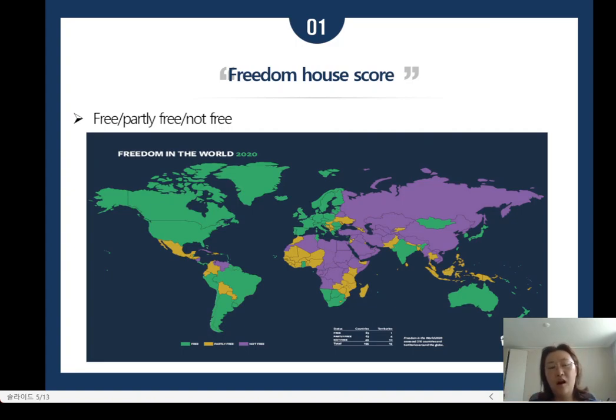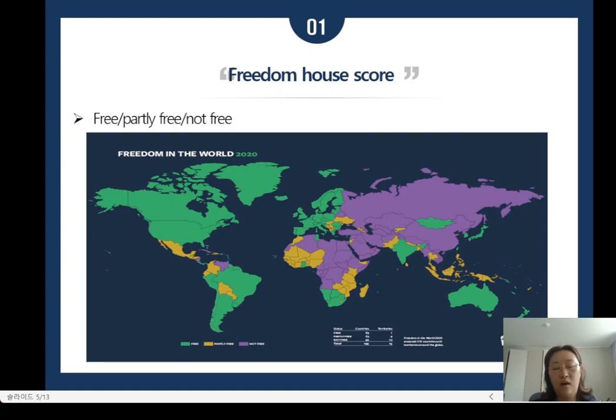And from the dichotomous approach, the most effective way to look at it is Freedom House score. So if you Google Freedom House score, you can see whether a certain country is a democracy or not. They divide into three: free, partly free, not free. Usually, if a country is categorized as free, then it's a democracy. If a country is categorized as either partly free or not free, it is a non-democracy.